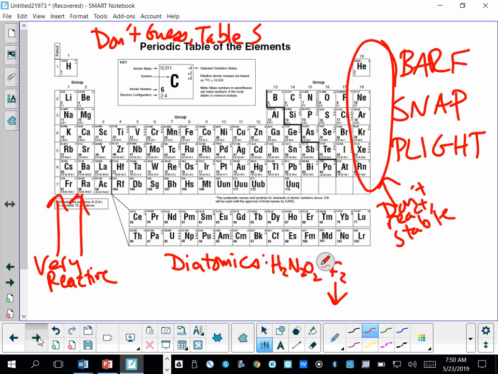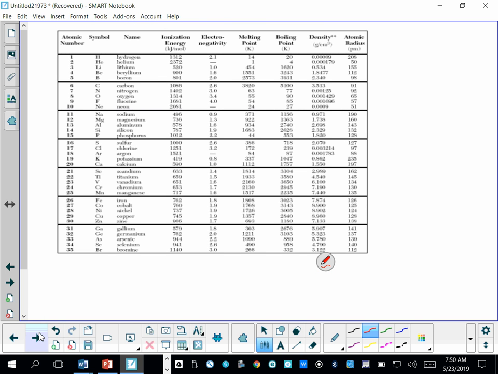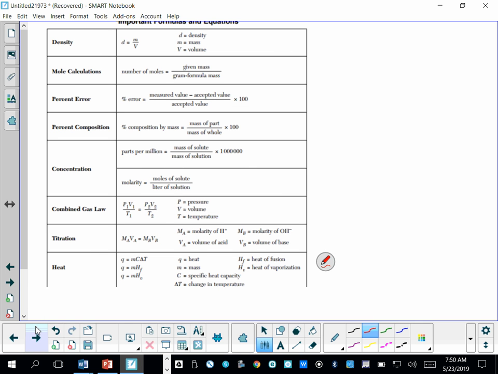Then on table S, the only note that I want you to make is for the melting point, boiling point, it's for phases of matter. So I want you to write an S to the left of melting point. I want you to write an L in between melting point and boiling point, and then a G after boiling point. So if we take hydrogen, it melts at 14 Kelvin and it boils at 20 Kelvin. So if we were at, let's see, 15 Kelvin, because it's in between melting and boiling, then hydrogen would be a liquid.